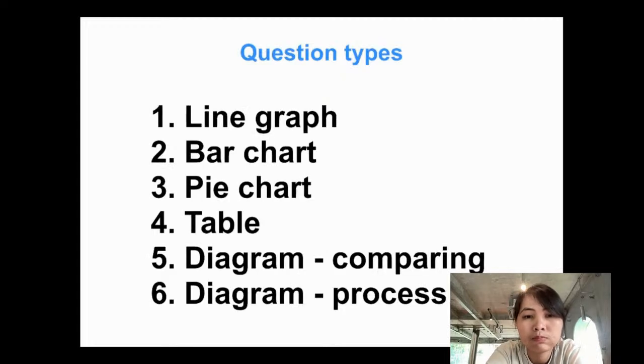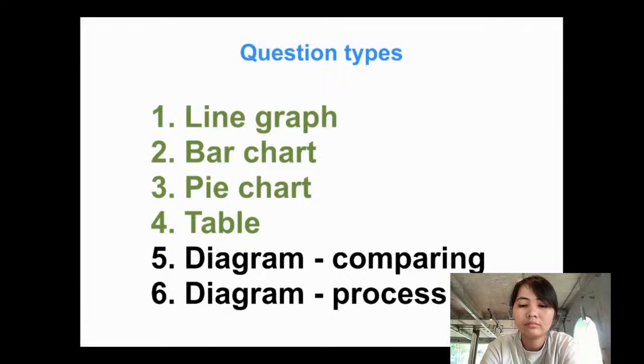I said we were going to look at the 6 question types for Writing Task 1. So here they are. Line graph, bar chart, pie chart, table, a diagram that's comparing things, or a diagram that's showing a process. I consider a map to be a type of diagram, so maps are included in either number 5 or number 6. Now, I always ask my students, what do numbers 1 to 4, line graph, bar chart, pie chart, and table have in common? I've highlighted those 4 in green because they're very similar. The answer is that they have one thing in common, which is that they all show numbers.